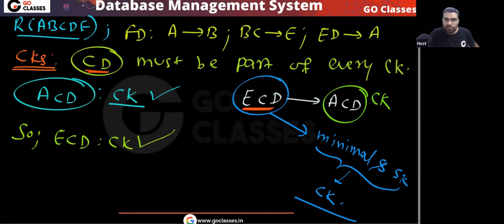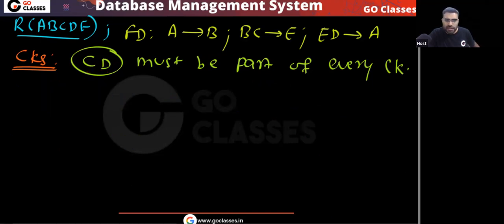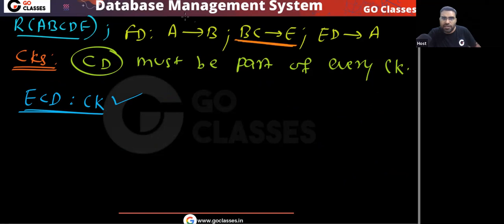Now something interesting. What is that? You already know that ECD is a candidate key. Can you notice that BC can bring E? Yes or no? Can you notice?